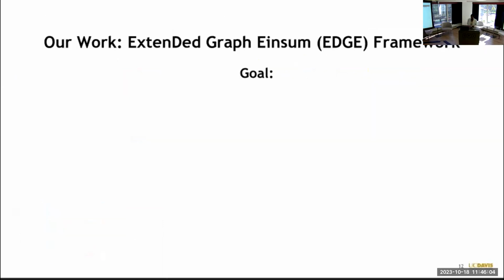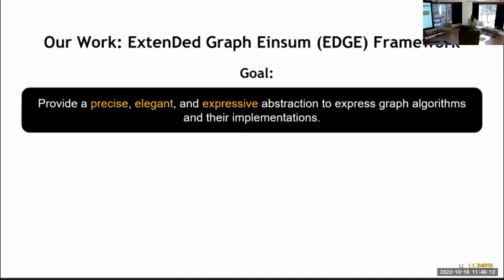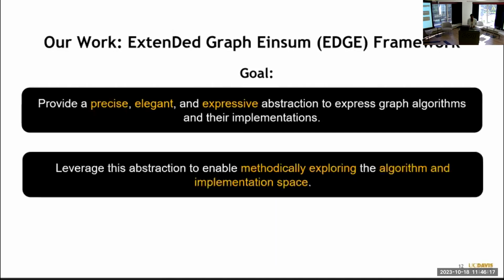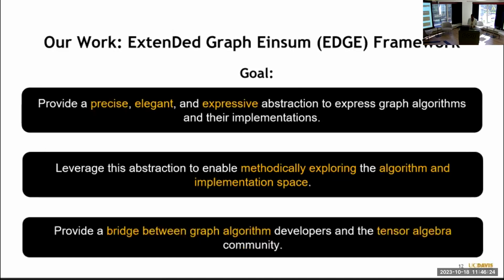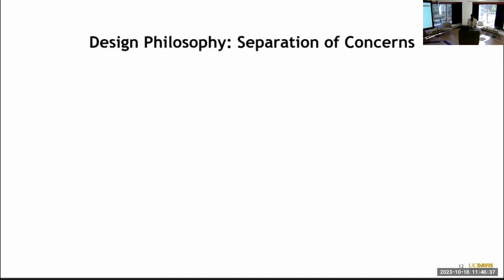With this in mind, our work focuses on extending tensor algebra notation, or Einsums, to represent graph algorithms. Our hope is that this will provide a precise, elegant, and expressive abstraction to express graph algorithms and their implementations. And we want to leverage this abstraction to enable methodically exploring the algorithm and implementation space. And finally, to provide a bridge between graph algorithm developers and the tensor algebra compiler community, so leveraging work of folks in this room. So with that in mind, let's look at how the tensor algebra compiler community approaches problems.